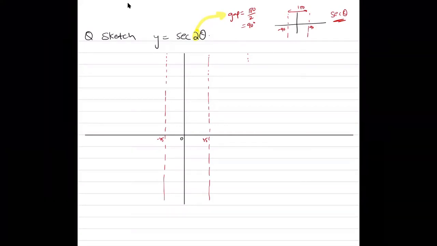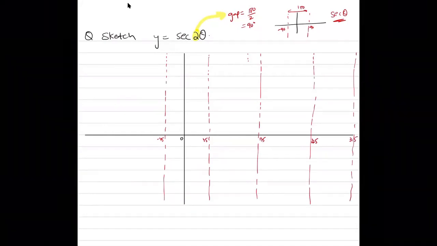So the next asymptote, would you agree that it is going to be at 135? Yeah. Then if I add a further 90 degrees, the next asymptote is going to be at 225. You just keep on adding 90. And then the next asymptote is going to be at 315.